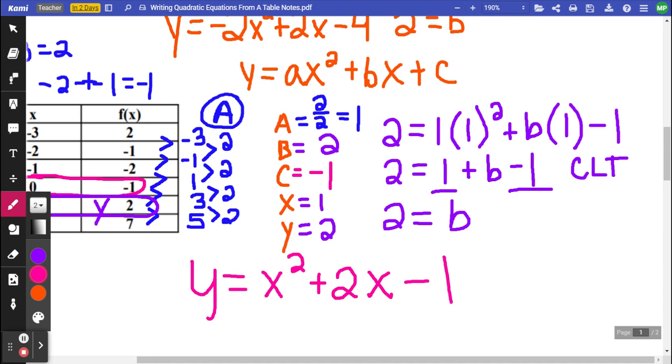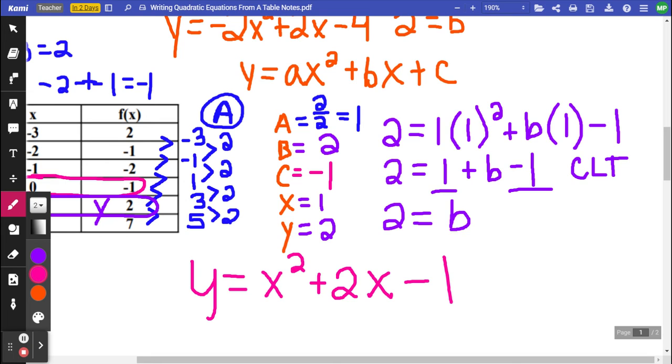All right, now that's the first difference. So let's do the second difference. Negative 3 minus negative 5 is positive 2. Negative 1 minus negative 3 is positive 2. 1 minus negative 1, 2. 3 minus 1. Okay, this is your second difference, which is your A.